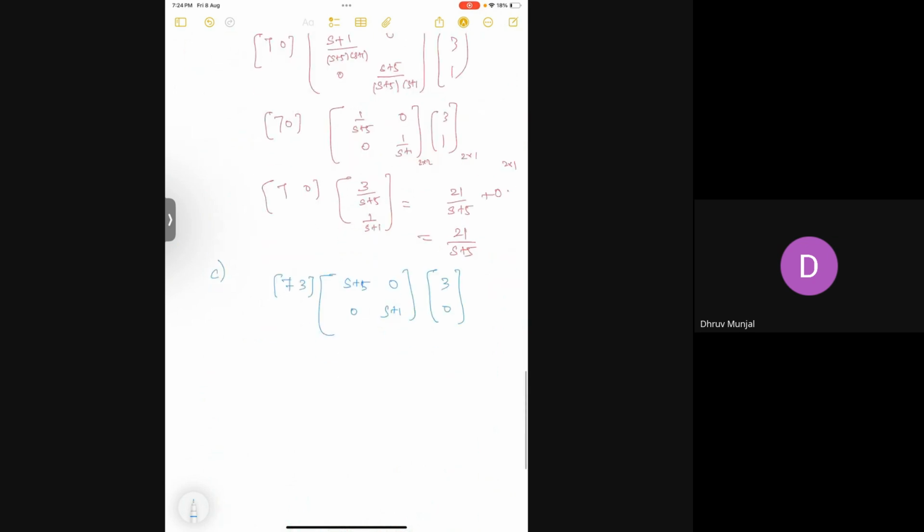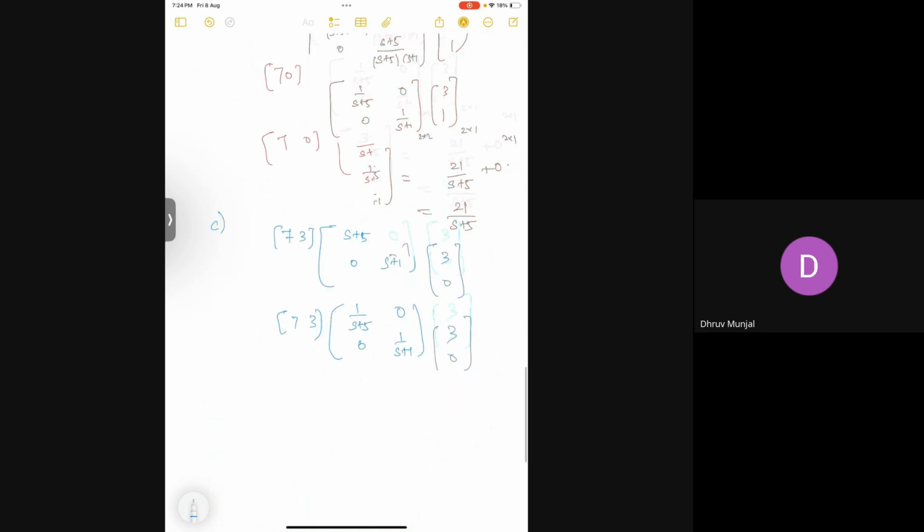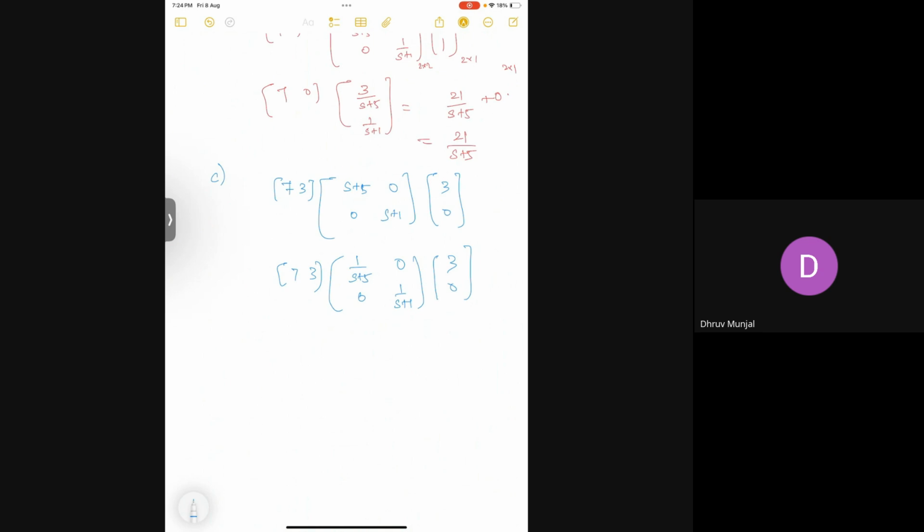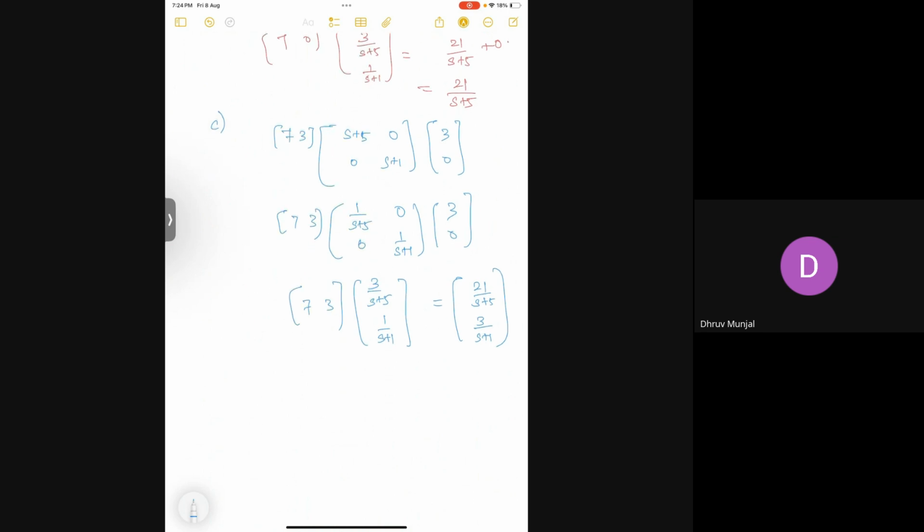Okay. So similarly, your inverse, we already found it. 1 by S plus 5, 0, 0, 1 by S plus 1. 7, 3, 3, 0. So will give me 3 by S plus 5, 1 by S plus 1, 7, 3, 21 by S plus 5. This is not a right answer. Okay, C is not a right answer.